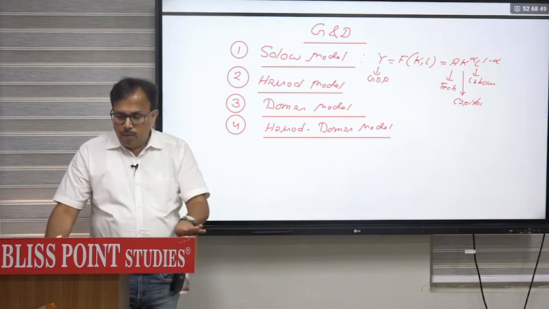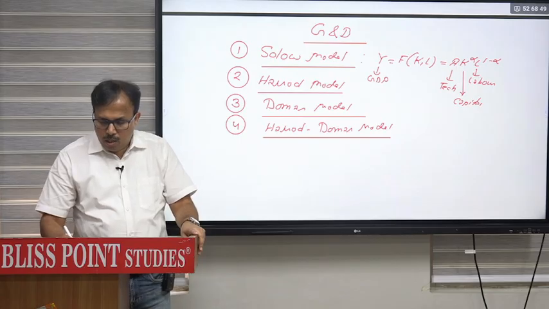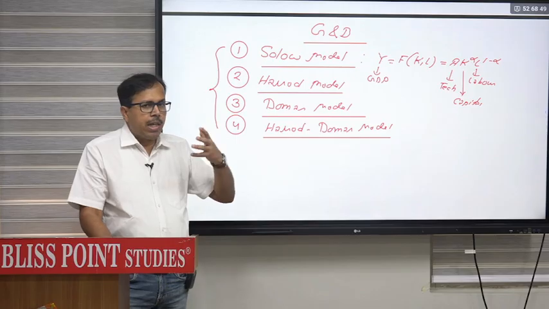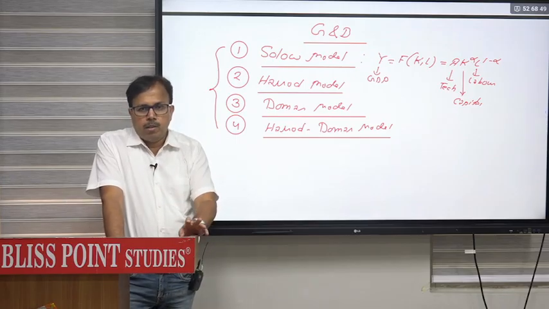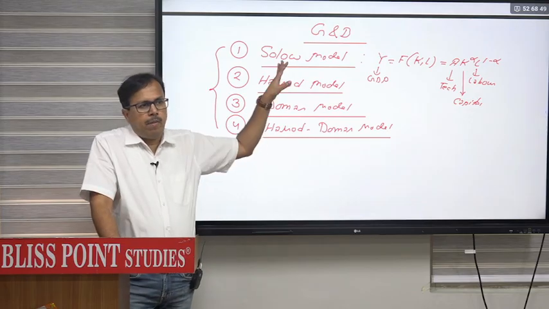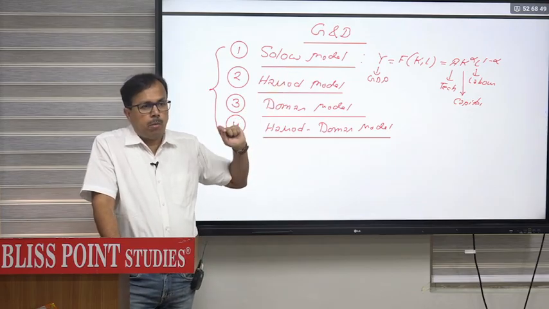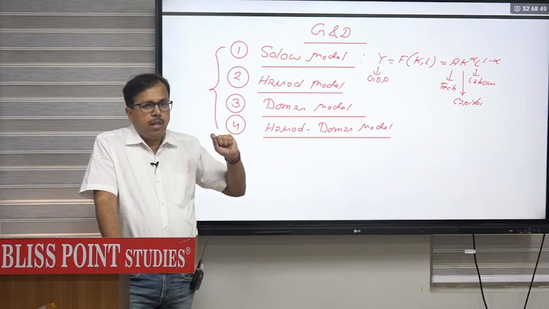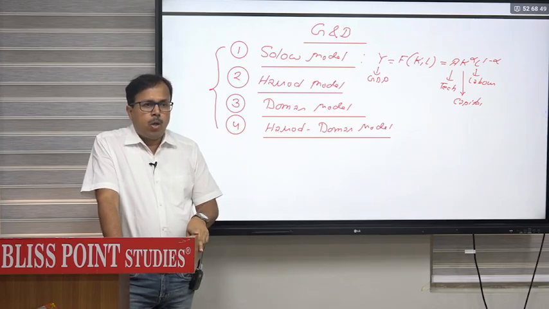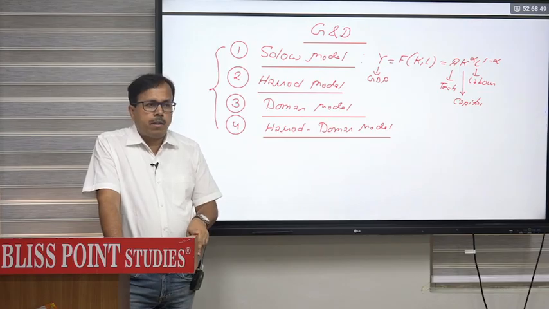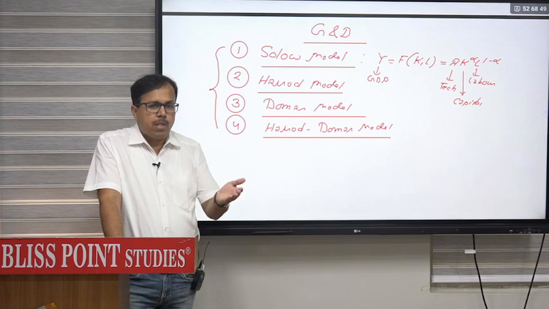Generally, when we study these initial growth models, the common aspect of all these growth models is that economic growth is an outcome of accumulation of capital. And what is the meaning of accumulation of capital? Accumulation of capital is nothing but investment. So economic growth is due to investment.